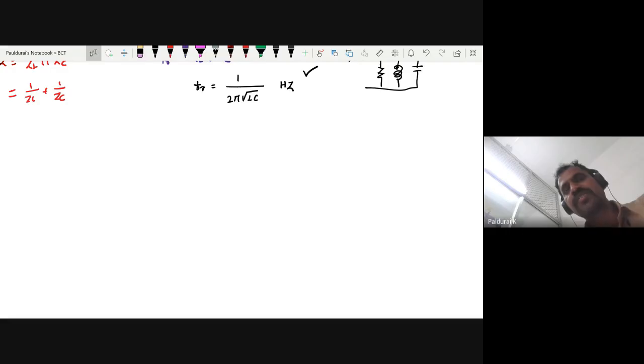Three circuits I have given. You want to know how to derive it, but the best practice is, without deriving, you want to be in a position to write the final expression. That is the best way.